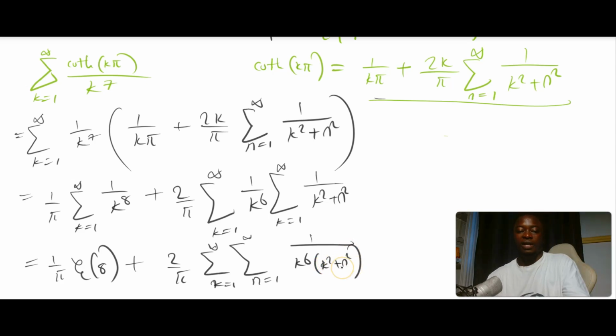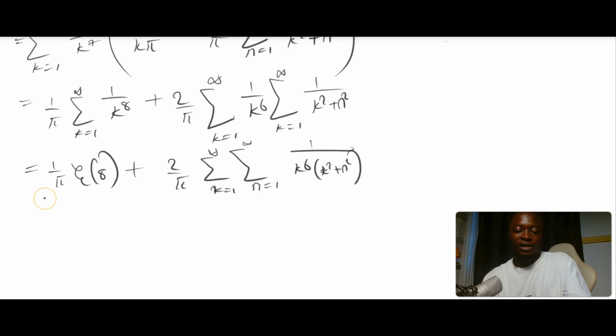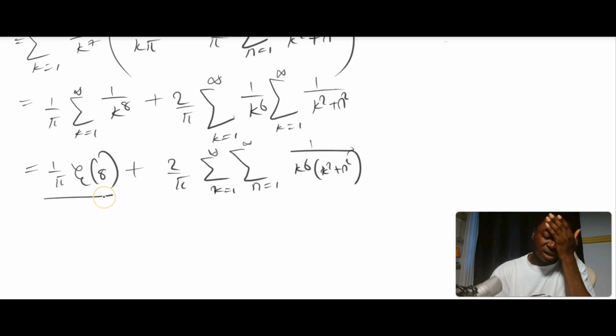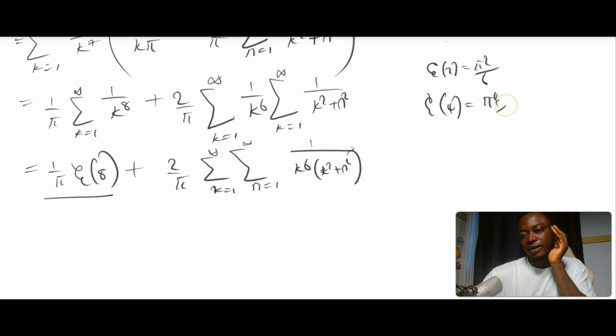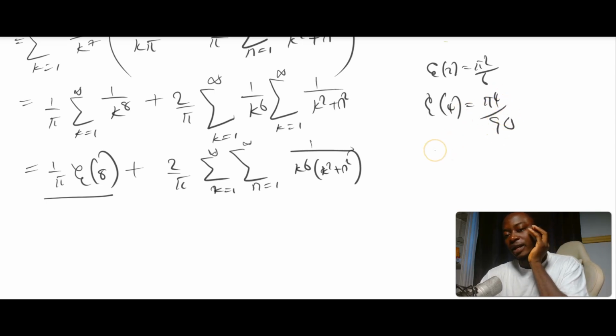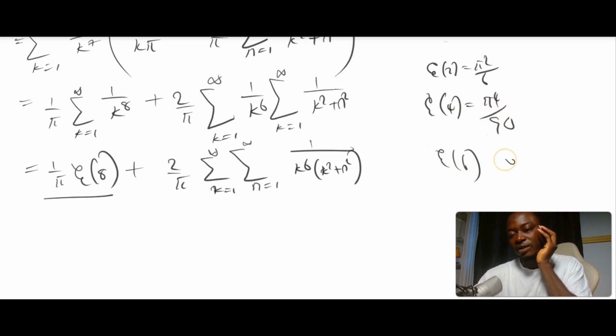Now we have this one left. This one is clear, the value is not too hard. You can look it up. For even powers, zeta of 2 is pi squared over 6. Zeta of 4 is pi to the 4 over 90. And then there is also the zeta of 6 value, and the zeta of 8 value.